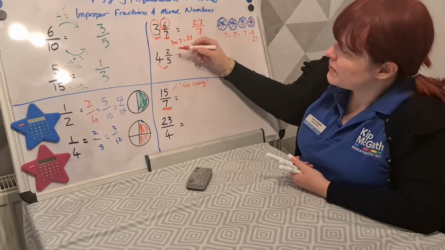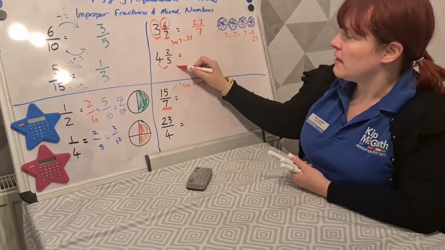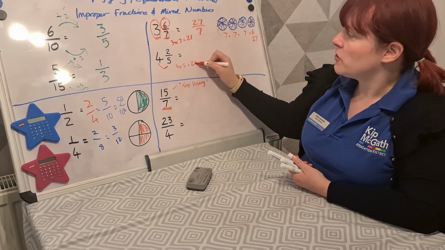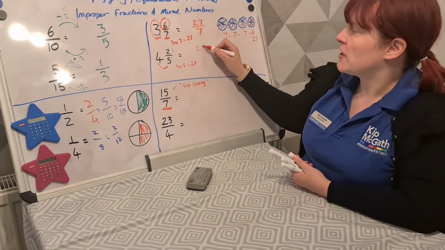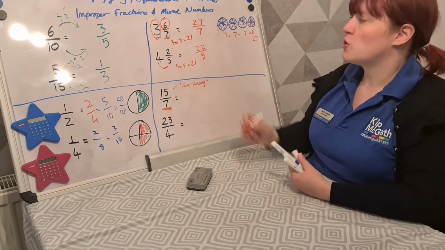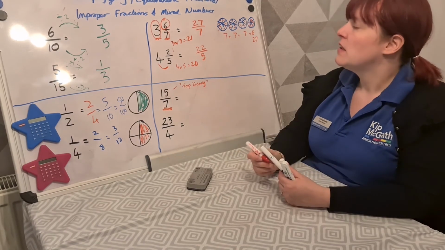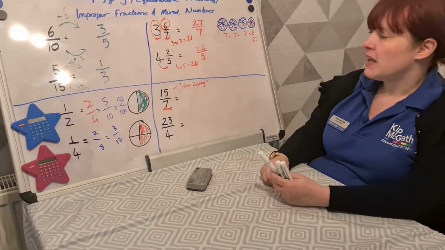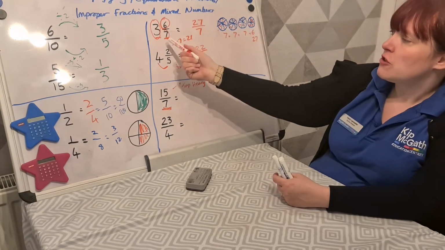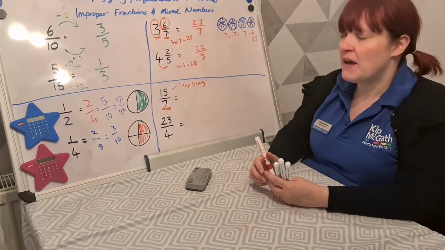Same again here. 4 times 5 to get the full pies is 20. Add on our top, which is 2, so we get 22 out of 5. We've got 22 fifths. Okay, so that's another one. That's how we go from our mixed number into our improper or top-heavy fraction.